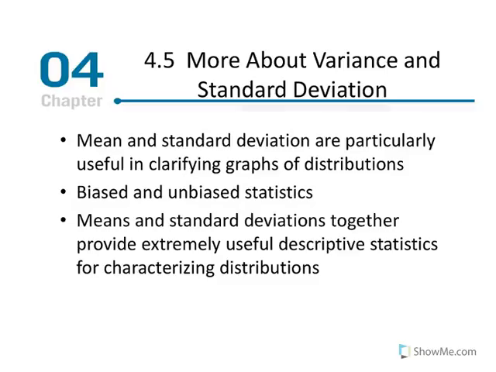We'll discuss in more detail this idea of biased and unbiased statistics. Briefly, bias indicating that the statistic that we are reporting is not reflective of all the values in a population. So our goal is to create unbiased statistics so that they are representative of the population from which they came. The means and standard deviations together provide extremely useful descriptive statistics for characterizing distributions.